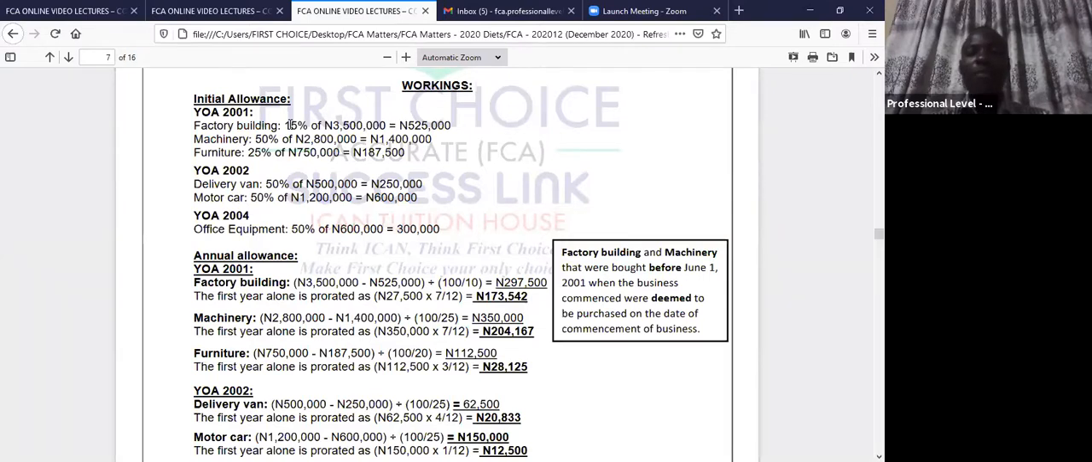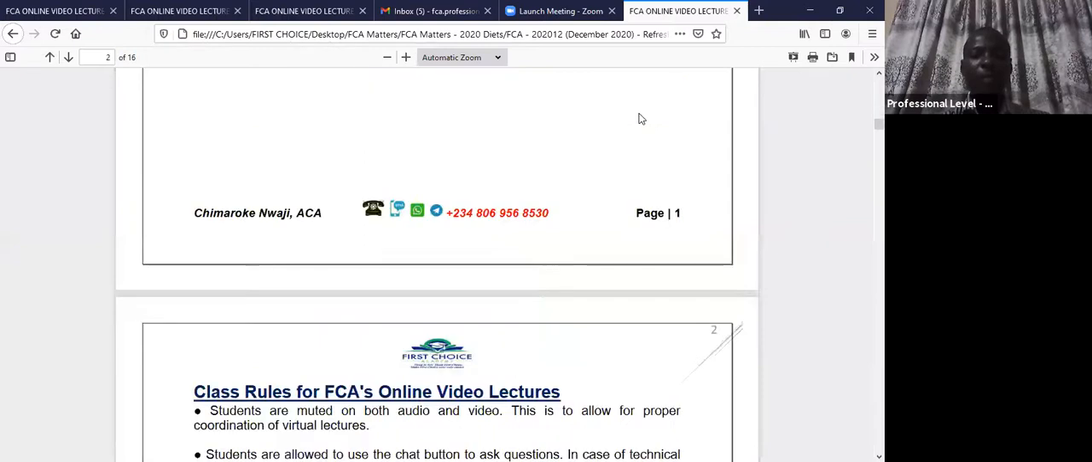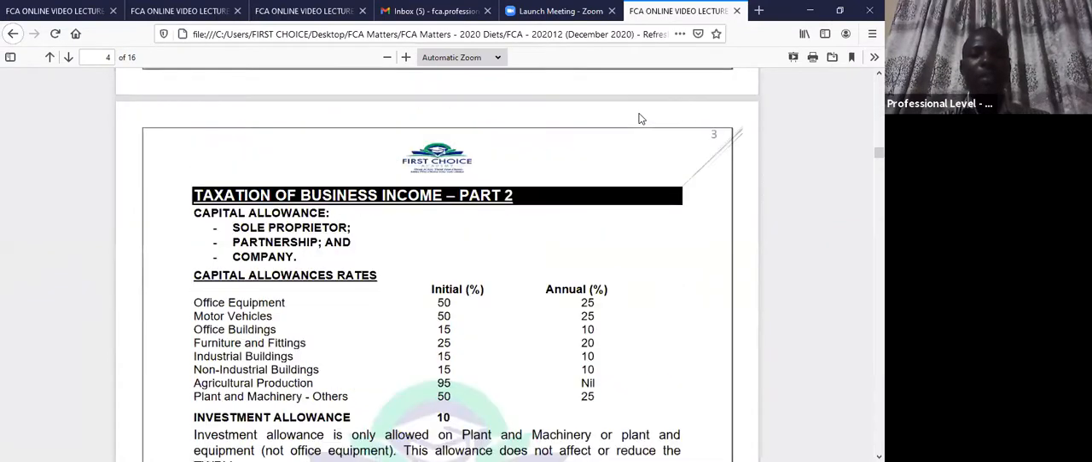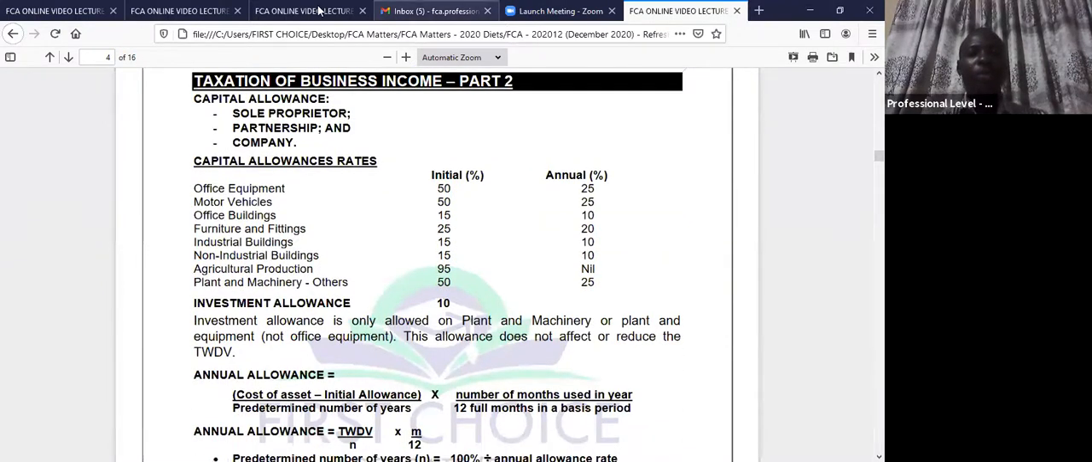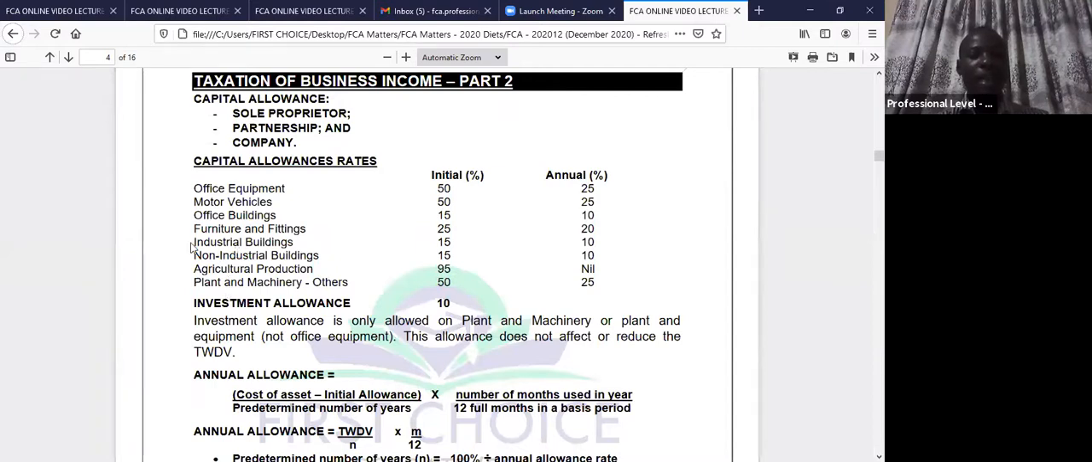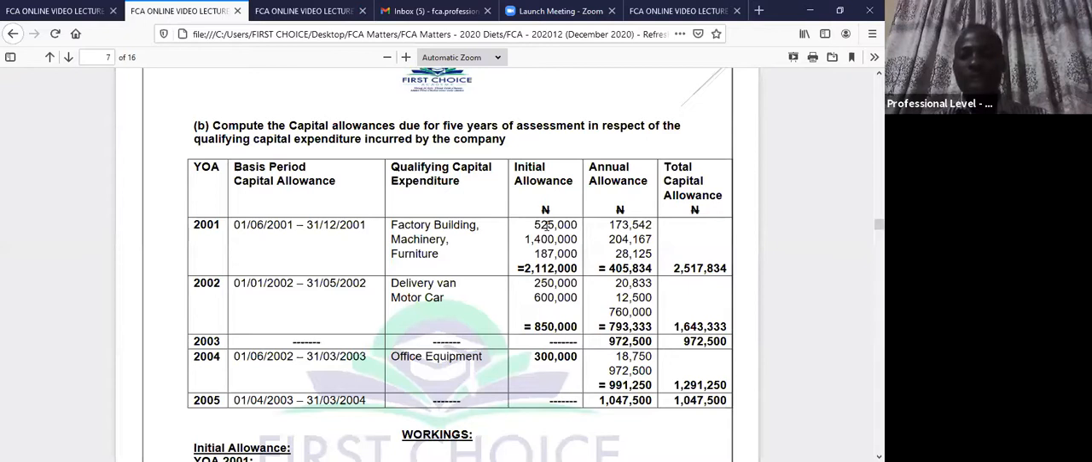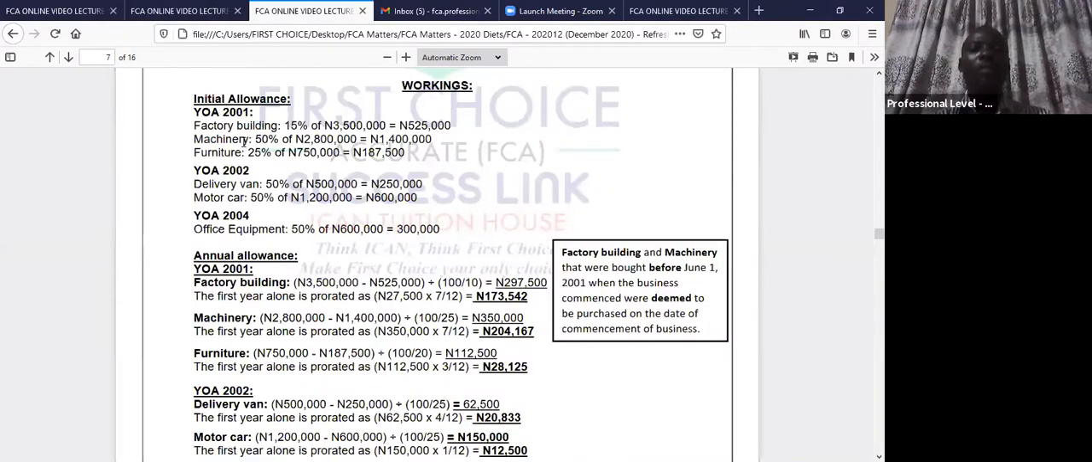If you remember our table, I will need to open one more for tables so that we'll get our table of capital allowances. Okay, so let me bring this one for tables. So we said factory building. So where is factory building? That's it here, industry buildings. And we have here 15% initial allowance. So that's what we did here, 15% of 3,500,000. That's simply going to give us 525,000. And that's the 525,000 we had here.